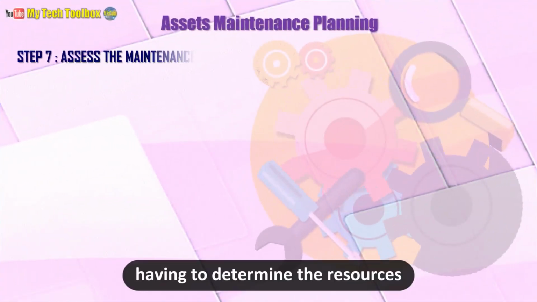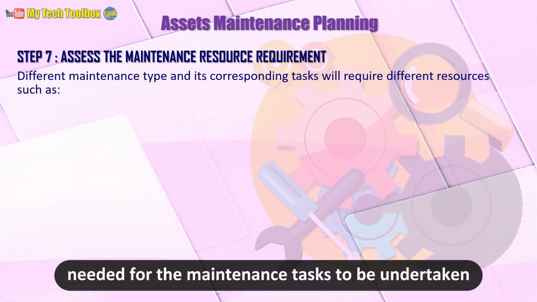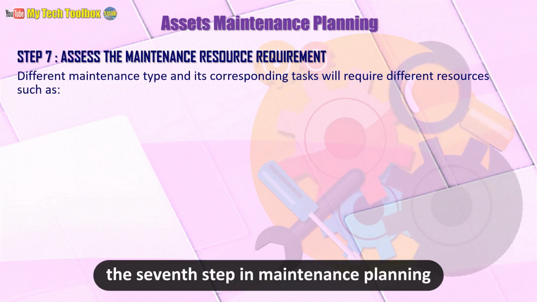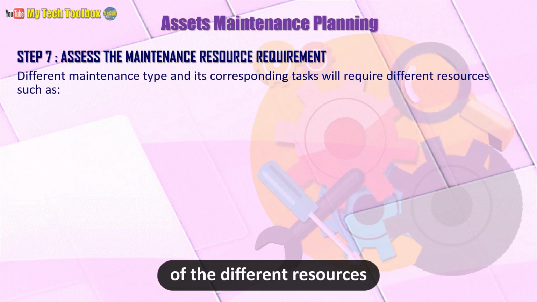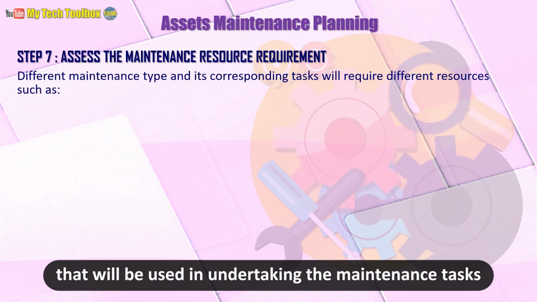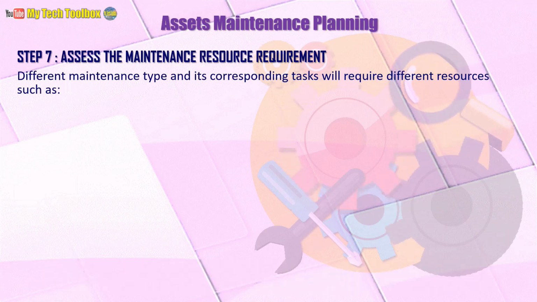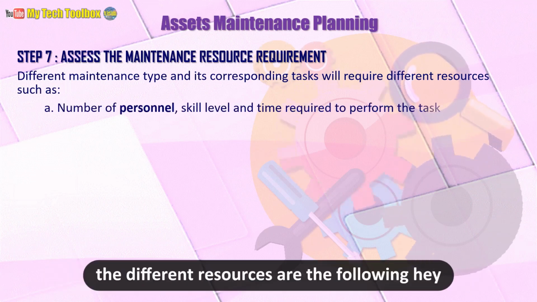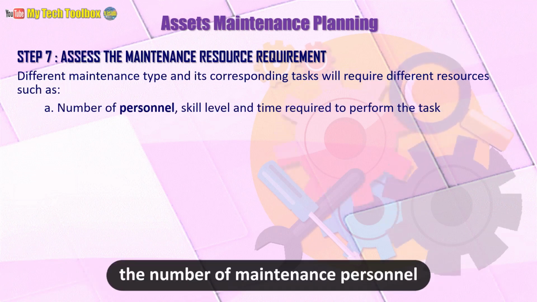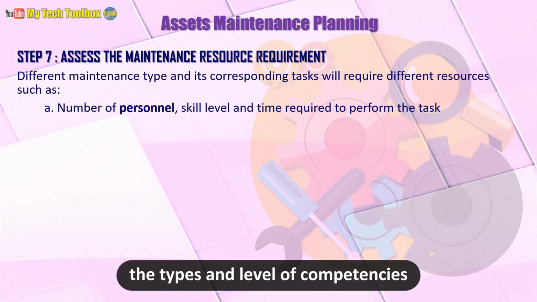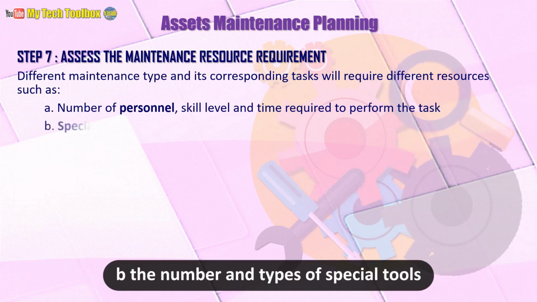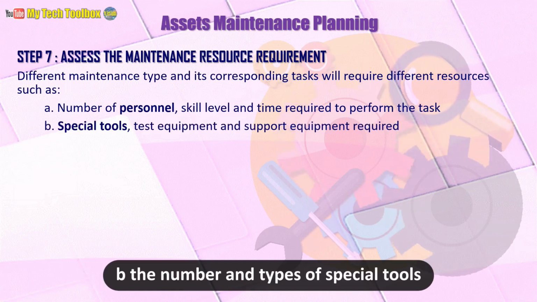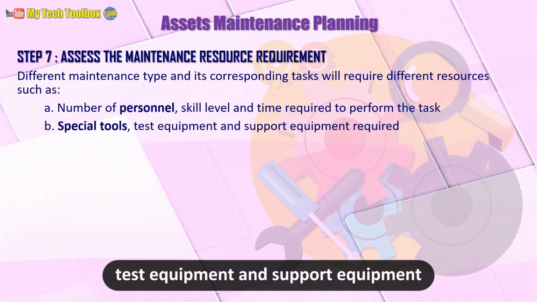Having determined the resources needed for the maintenance tasks to be undertaken, the seventh step in maintenance planning is the assessment or quantification of the different resources that will be used in undertaking the maintenance tasks. The different resources are the following. A. The number of maintenance personnel, the types and level of competencies, and time of their availability to perform the tasks. B. The number and types of special tools, test equipment, and support equipment.